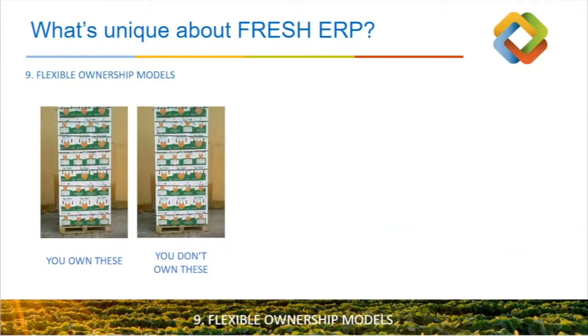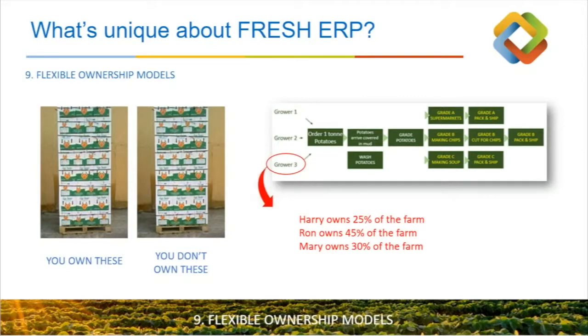Finally, we must look at flexible ownership models, and I don't just mean the fact that some of the oranges you own and some you don't. Let's go back to our diagram, where we see that our potatoes have come from 3 different growers in the pool. It's complicated enough to work out what to send each grower, but then you have to take account of equity share, because grower 3 is a farm that's owned by Harry, Ron and Mary, and the payments have to go to these 3 individuals. And of course, there are different amounts of payments to be made. So it's an exceedingly complex area that traditional ERP systems will not get near, but LINKFRESH is designed to address perfectly.